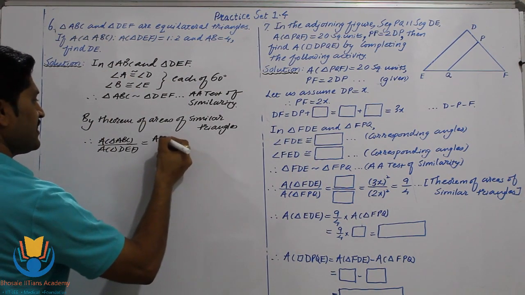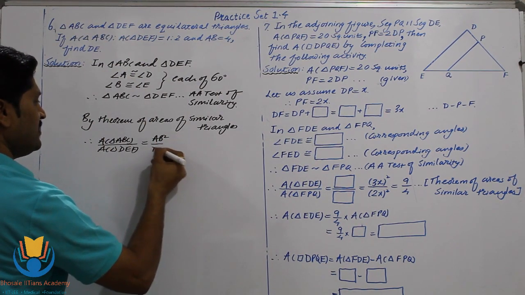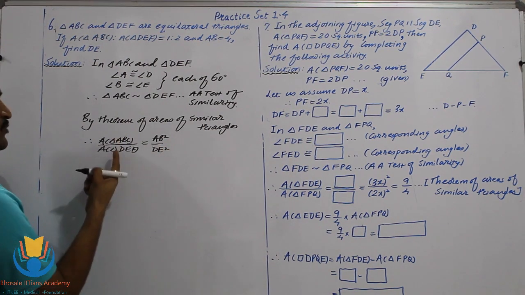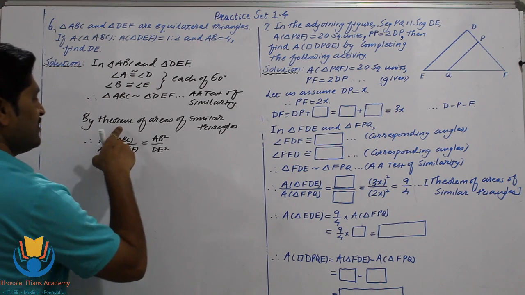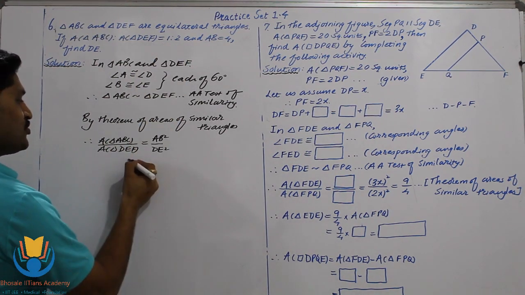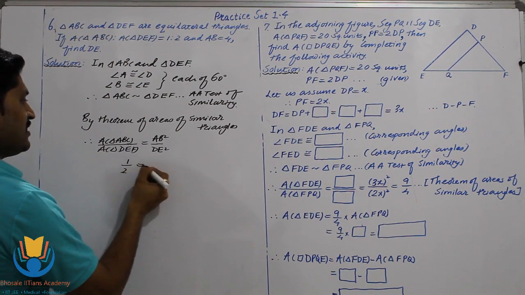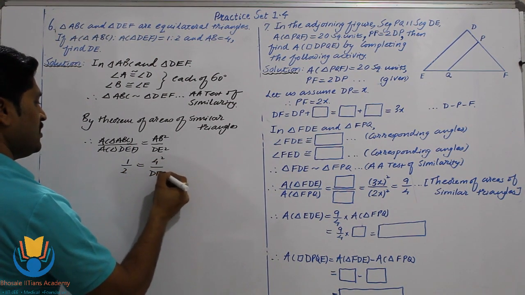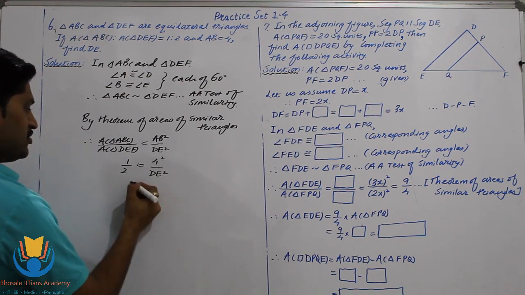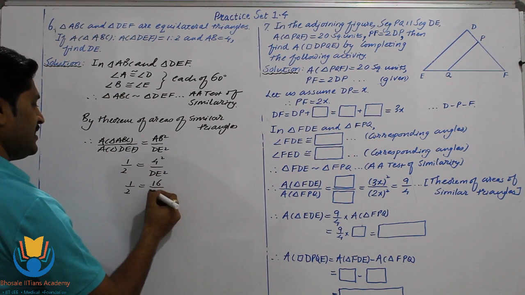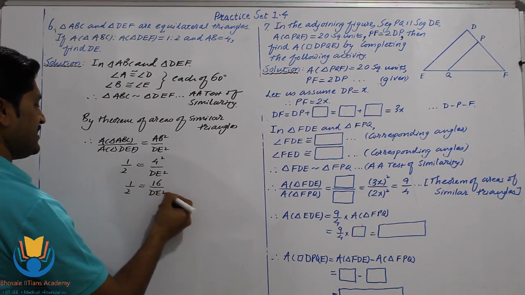So here we will take AB square upon DE square. This is the area of triangle ABC upon area of triangle DEF, which is given to be 1:2. So we will write it like this. The value of AB is 4, so this is 4 square upon DE square. First we will do the square of 4. 4 square is 16, and let DE square be as it is.